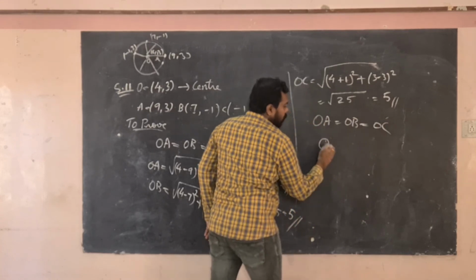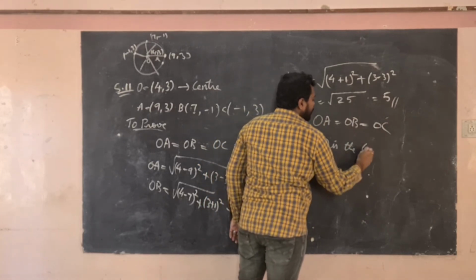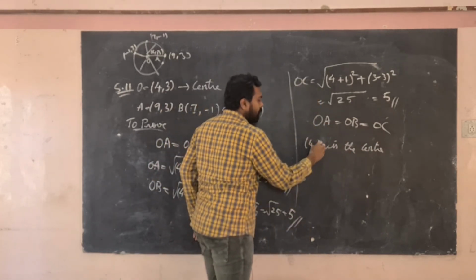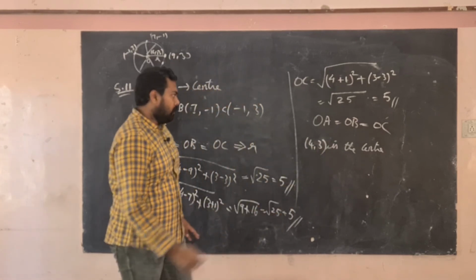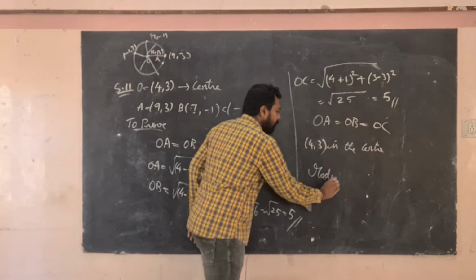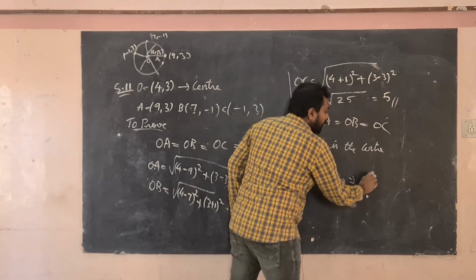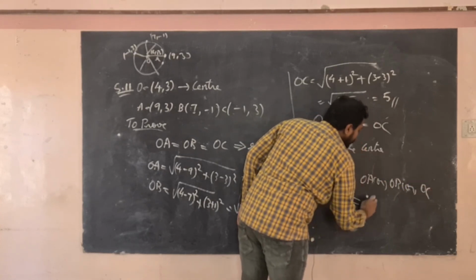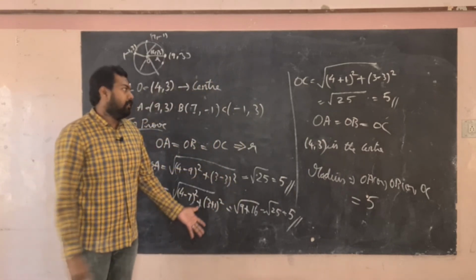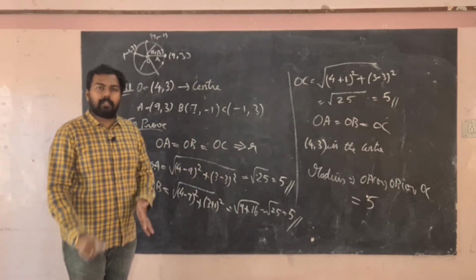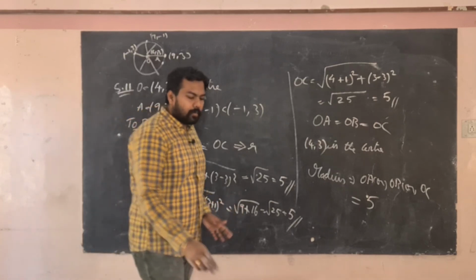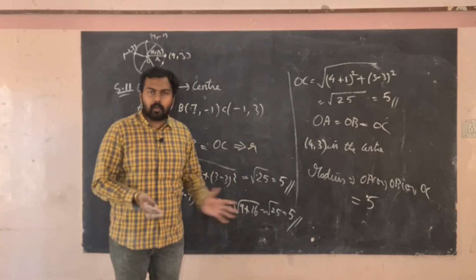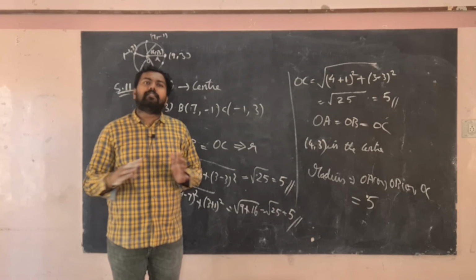So we can say that O is the center. O is actually 4,3, so directly we can write 4,3 is the center. What is the radius? Radius is nothing but OA or OB or OC, which is equal to 5. So this is the concept, an application-oriented thing where the distance formula is used. Okay, so with this the examples get over.